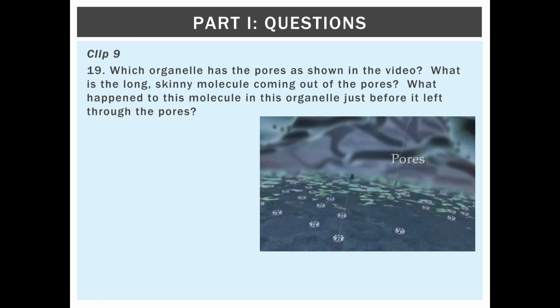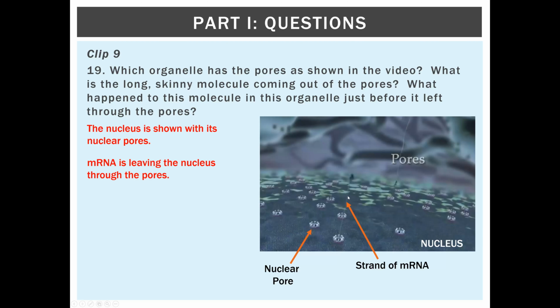Number 19, which organelle has the pores as shown in the video? What is a long skinny molecule coming out of the pores? What happened to this molecule in this organelle just before it left through the pores? So as we mentioned when we were watching it, the structure down here at the bottom is the nucleus, and all of these little holes that have proteins surrounding them, these are the nuclear pores. And the mRNA are those long, skinny strands that we saw coming out of the nuclear pores.